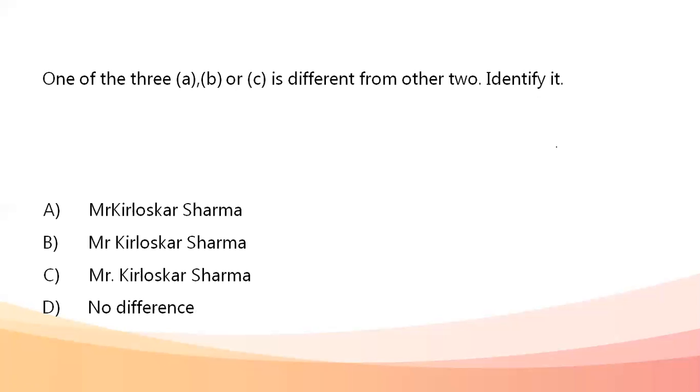One of these three, A, B, or C, is different from the other two. Identify which is the different one. First is Mr. Kirloskar Sharma. Okay. If I want to write my name using Mr. and Mrs., I'll be doing Mr. dot, the name with a space here, and then with a space, I'll give the surname. So this is going to be the correct format.